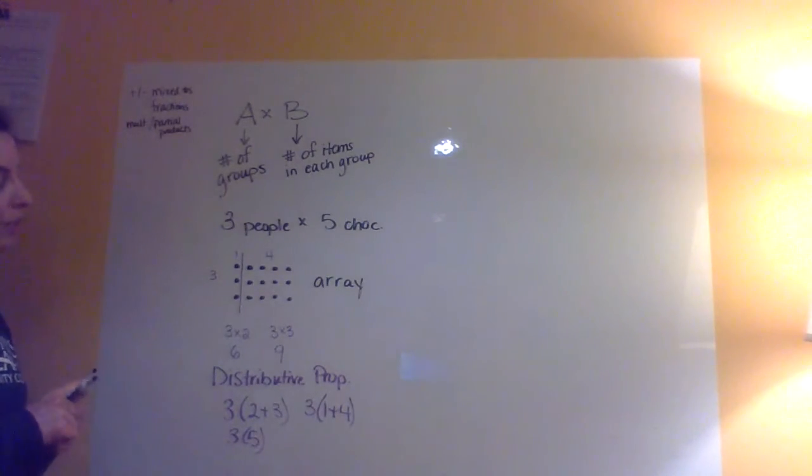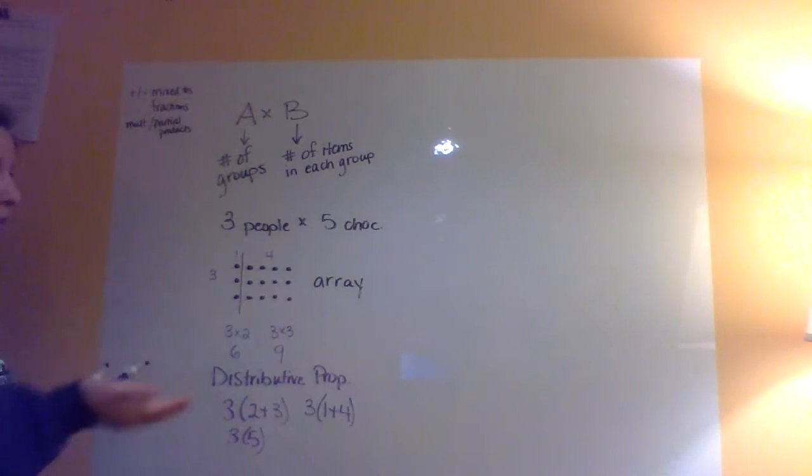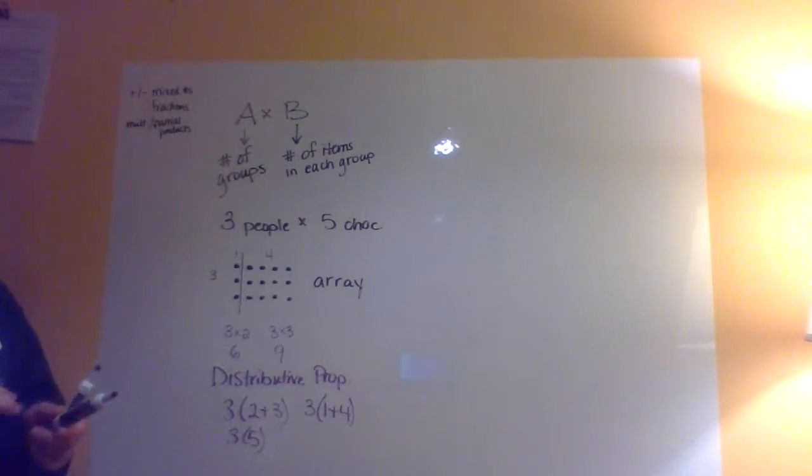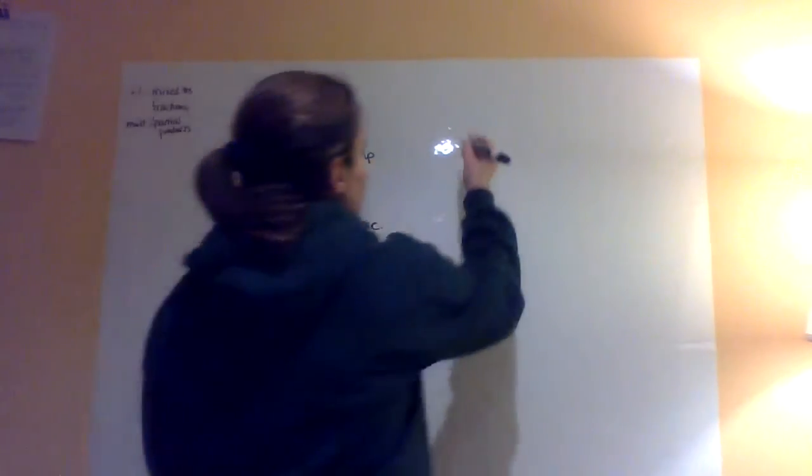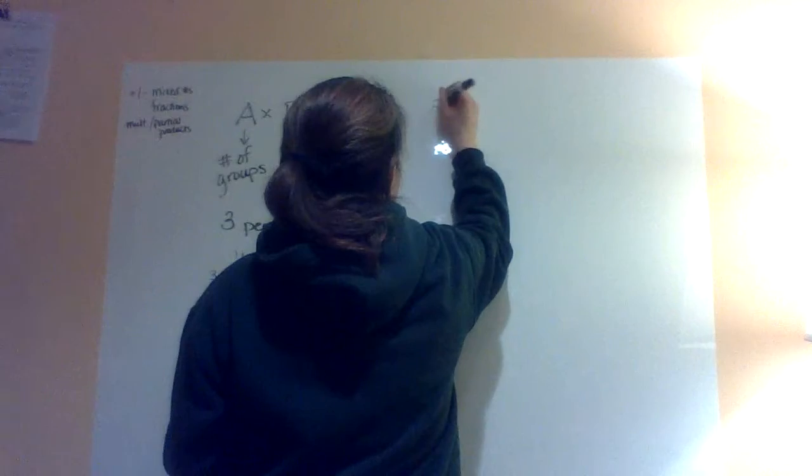Okay, so we have these arrays. Now, when we're doing 3 people times 5 chocolates, it's easy to draw that out. Let's say I have a classroom and I have 20 students.